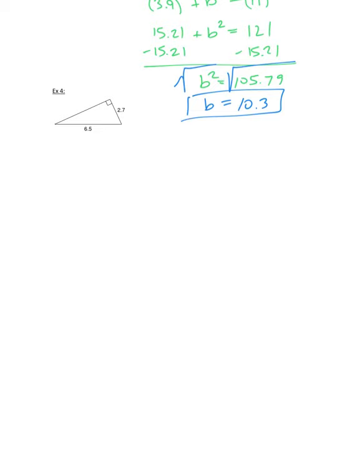Example 4, I'm going to first label my a and my b and my c. So across from the right angle is the hypotenuse c, and then these are my a and b. It doesn't matter which one you call which. So I'm going to write a squared plus b squared equals c squared. I'm going to replace b with 2.7. Again, it could have been either way. It could have been replacing a with 2.7 and b could have been the unknown. But c, the hypotenuse, has to be 6.5 squared.